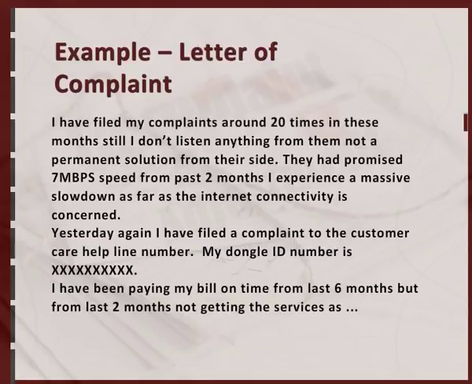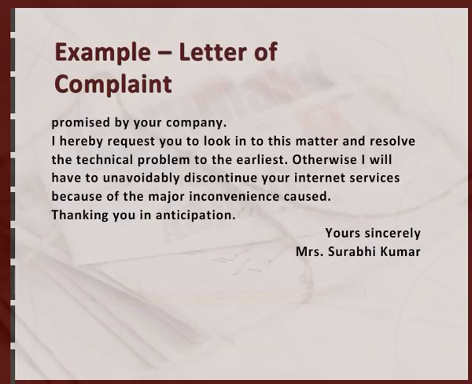You provide the latest update that yesterday I again filed a complaint to the customer care helpline number. You also inform the head that I have been paying my bill on time for the last 6 months, but for the last 2 months not getting the service as promised by your company. This states your dissatisfaction with the services one more time. Lastly, you pen down your request by saying, I hereby request you to look into this matter and resolve the technical problem at the earliest.